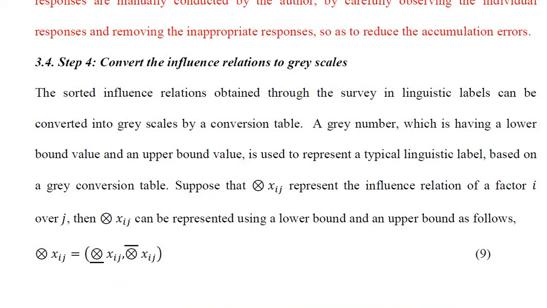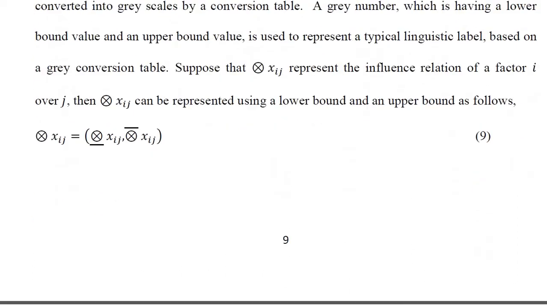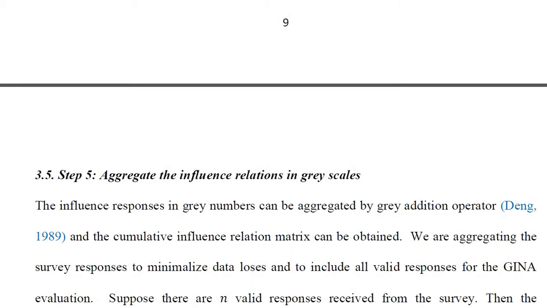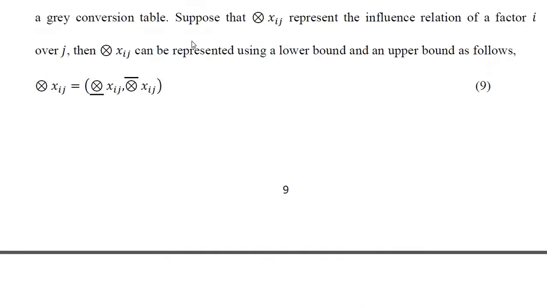I already told you there is a conversion scale. We are calculating from very high to very low, so we can have a conversion scale here. Very high means we can give a value of 7 to 9, and very low means we can give a value from 0 to 3 or 1 to 3, or some scale you choose. Okay, so this is represented by a gray number, with a lower bound and an upper bound.